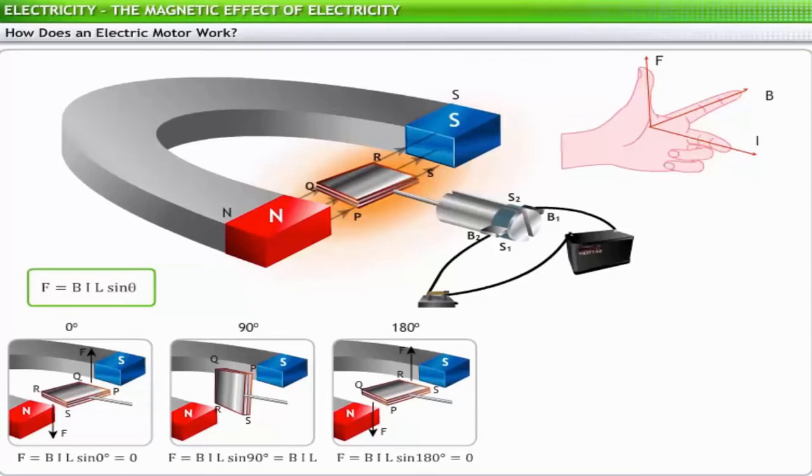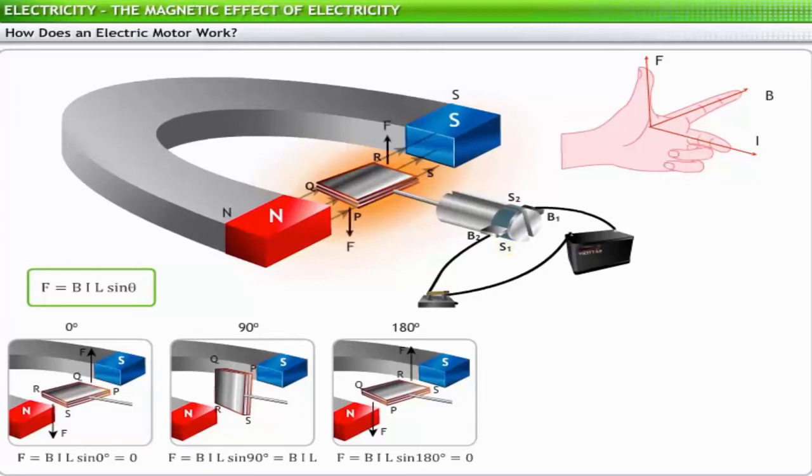When the coil rotates by 180 degrees, the split rings also rotate along with the coil. Now, the split ring S1 connects end PQ of the coil to carbon brush B2. Similarly, S2 connects RS to B1. This reverses the current through the coil. The current now enters the coil through S2, passes along S, R, Q, P, and leaves the coil through S1.